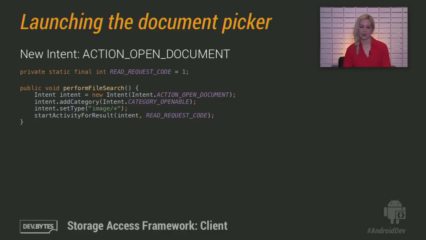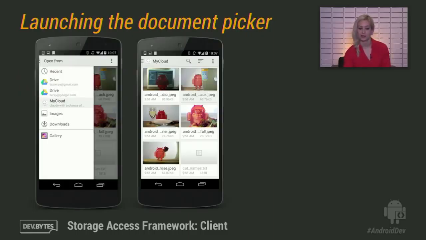Let's talk about Action Open Document. This isn't much different than what you may have done before. You're going to create an intent. Category openable means we only want results that can be opened, basically documents, as opposed to a list of contacts or time zones. The type is the document MIME type you want. Here, I'm asking for any type of image. And then launch your intent with a request code. This can be any value you like, but it should be unique within your app. And we've launched the file picker. Next, the user selects a document, and it's back to your app.